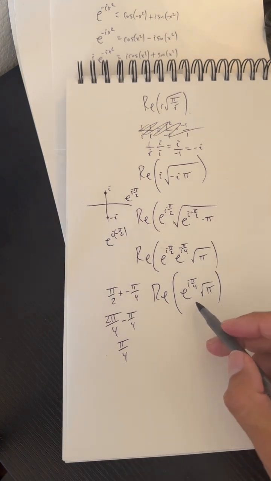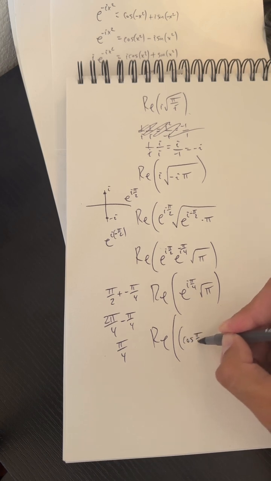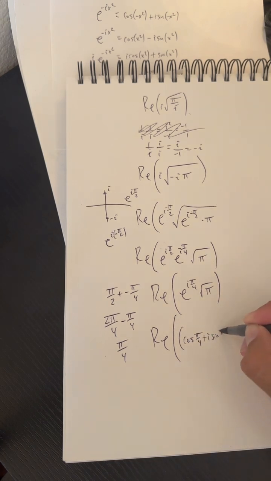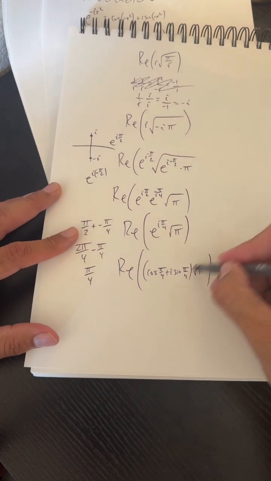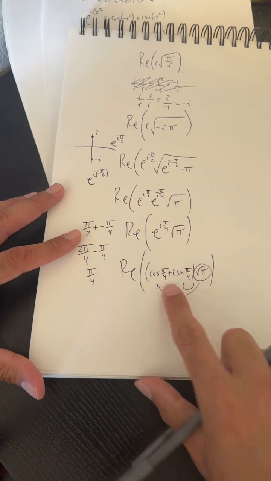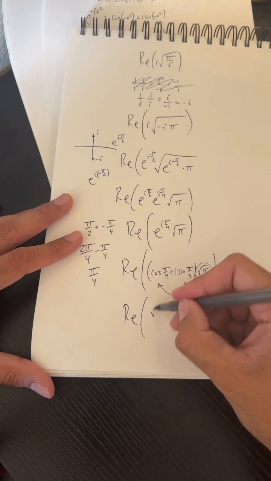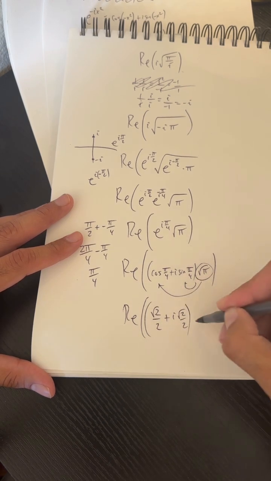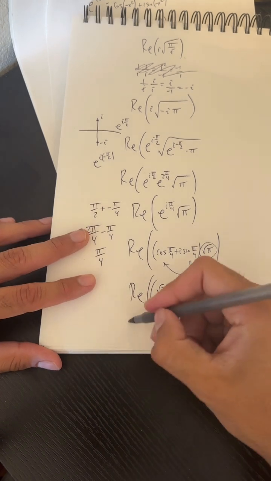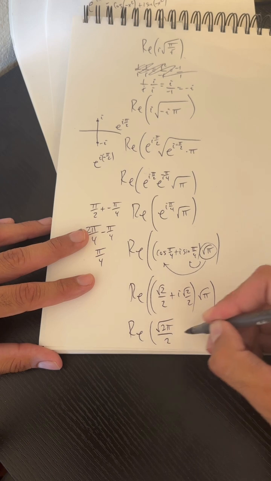And remember, using Euler's formula, this is cosine of pi over 4 plus i sine pi over 4 times root pi. Two things that I'm going to do in this step. I'm going to distribute the root pi into both of these, but I'm also going to simplify the cosine of pi over 4. Cosine of pi over 4 is root 2 over 2 plus i root 2 over 2. And then you still have the root pi. I know I said I was going to do that in the same step, but I'm just going to do it now. So I have root 2 pi over 2 plus i root 2 pi over 2.